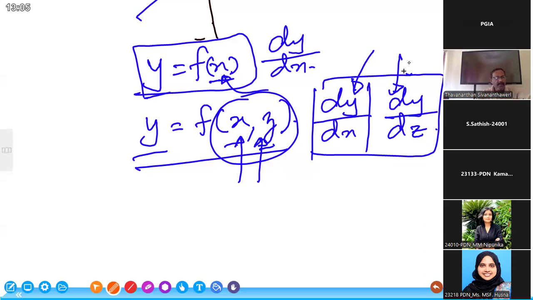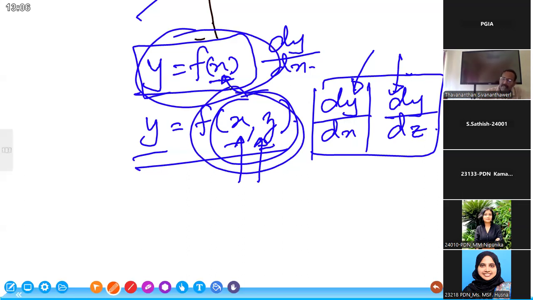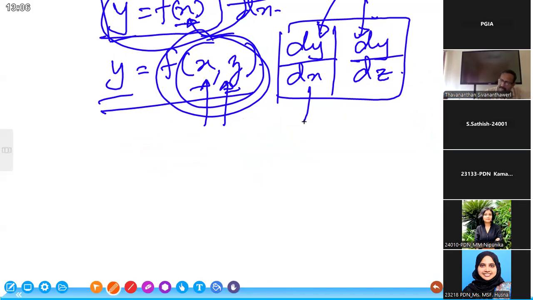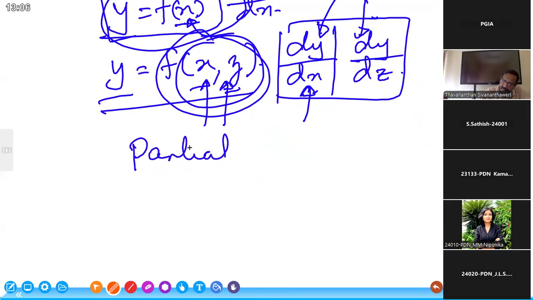Not like in the earlier case. In the earlier case, we had only one independent variable. Here we have more than one independent variable. So when you talk about the derivative with respect to one independent variable in the presence of another independent variable, it is called partial differentiation.